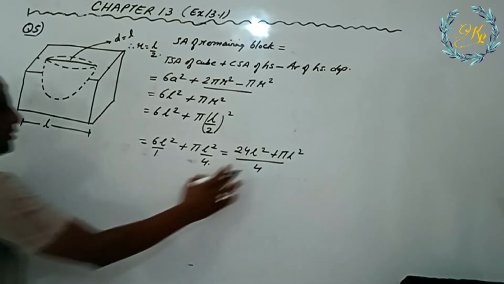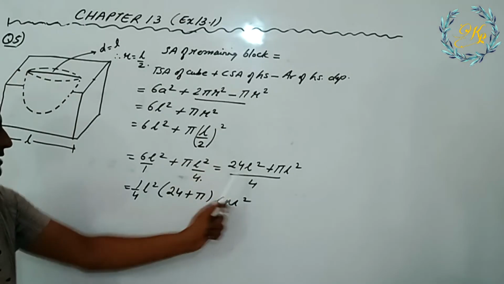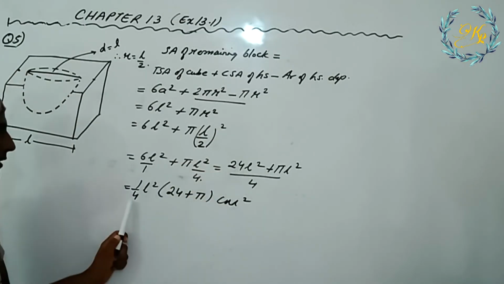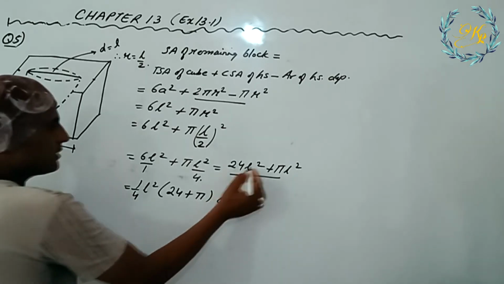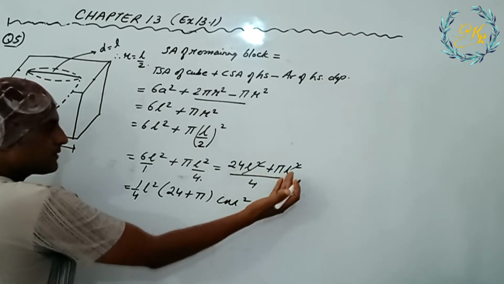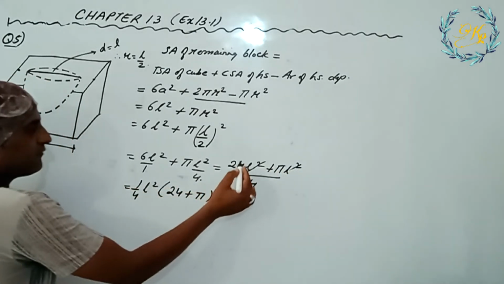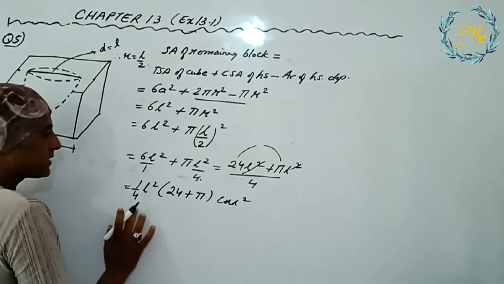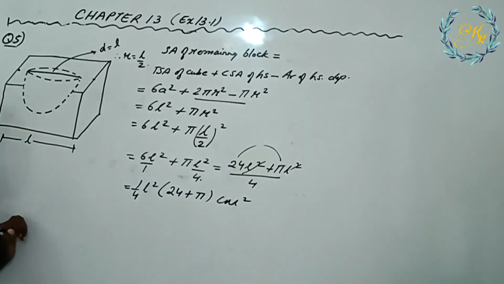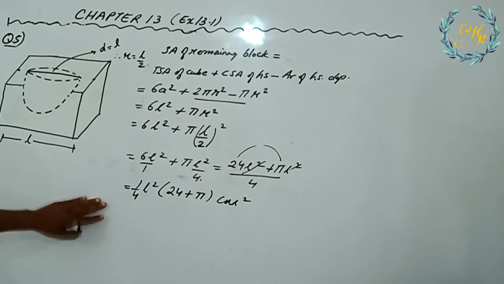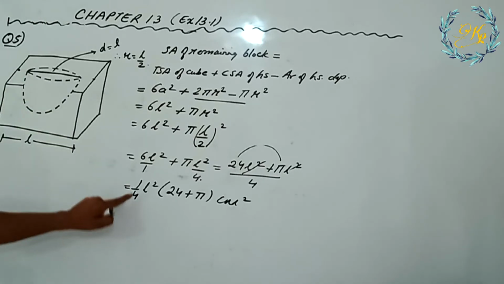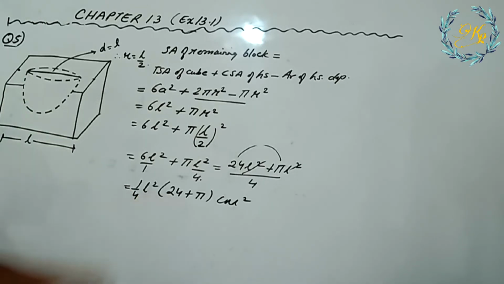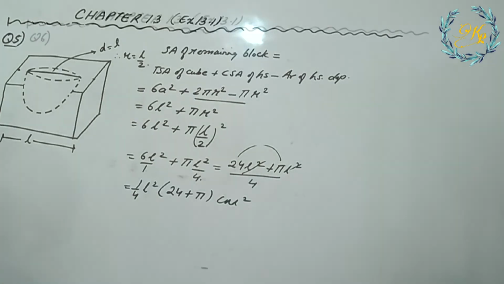Right? Now from these values, take 1 by 4 outside. From these two values, you can take L square common. So if you take these values outside, don't cancel them, I am just removing them outside. You will be left with 24 plus pi, and that will be the answer. So in the last line, you will write that the surface area of the remaining solid after we remove this hemispherical shape from here will be equivalent to 1 upon 4 L square in bracket 24 plus pi centimeter square.